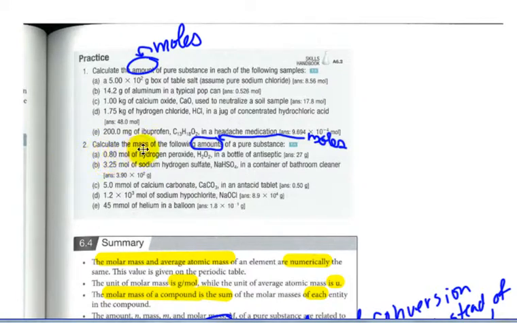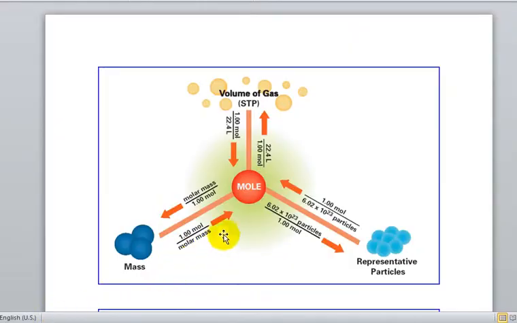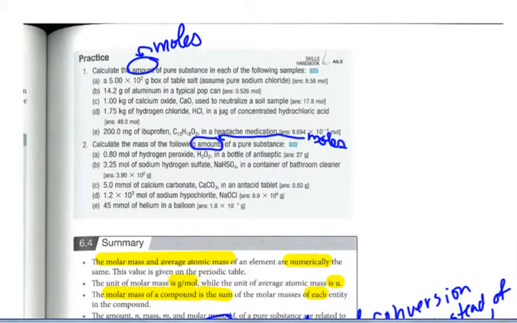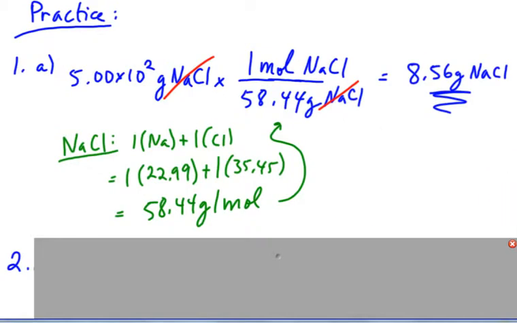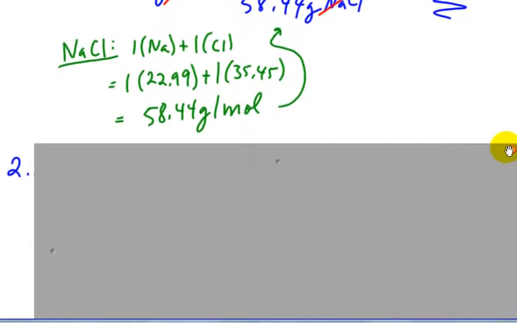2A, find the mass if we have 0.80 moles of hydrogen peroxide in a bottle of antiseptic. So if we take a look here, we're going to be going from moles to grams. Moles to grams requires multiplying by the molar mass, with grams on top and moles on the bottom, because you want to cancel the moles. So of course we have to figure out the molar mass of hydrogen peroxide.